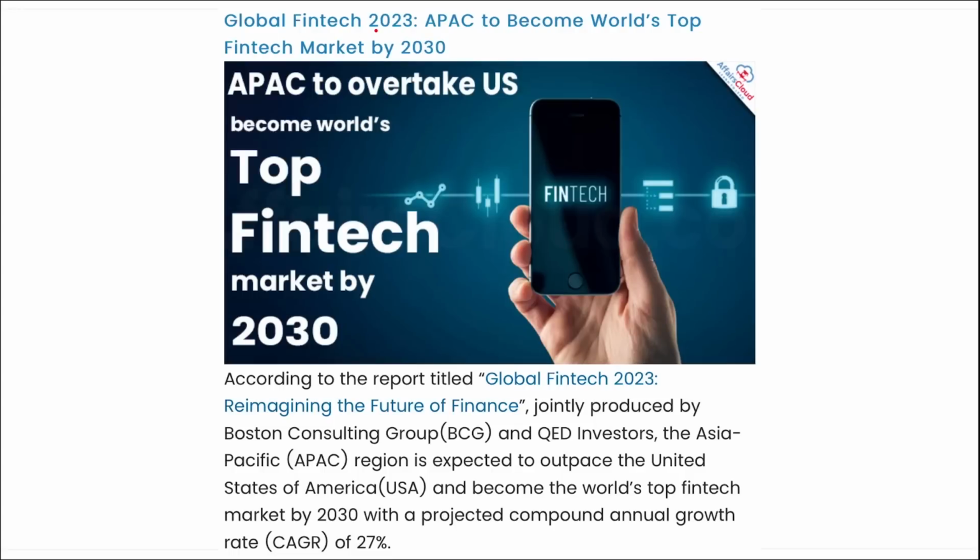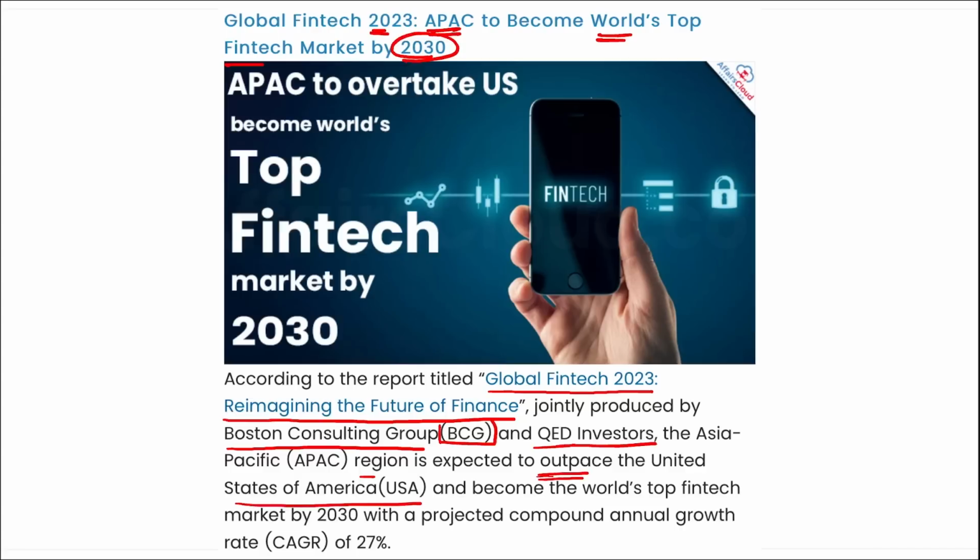Next is Global FinTech 2023: APAC to become the world's top fintech market by 2030. I repeat, according to the report Global FinTech 2023: Reimagining the Future of Finance, jointly produced by BCG, that is Boston Consulting Group, and QED Investors, the Asia and Pacific region is expected to outpace the United States of America and become the world's top fintech market by 2030 with a projected compound annual growth rate of 27%.